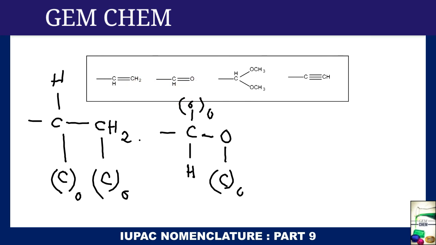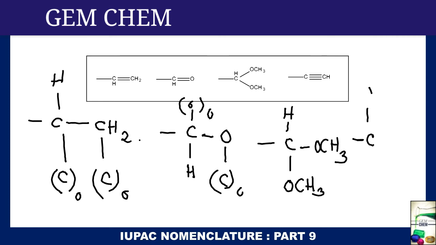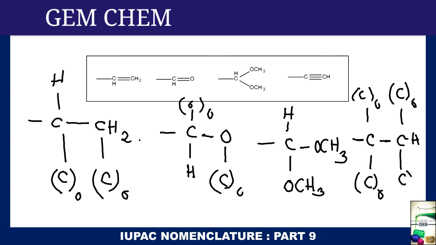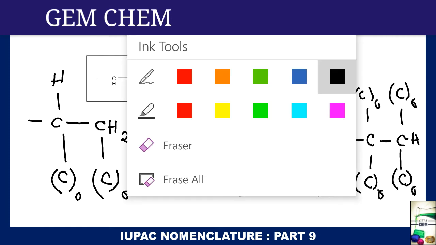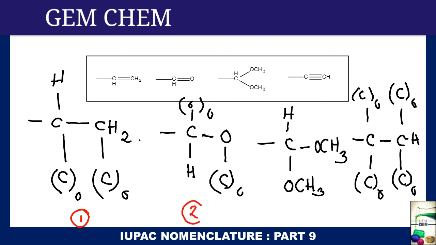Now if we go for the next one, this is normal OCH3 and OCH3, and the last one we are going to write like this: phantom carbon atom. This is also a phantom carbon atom, and here a hydrogen is attached, here also 2 phantom carbon atoms to satisfy the valency. Now similarly we will apply the sequence rule. This is 1, this is 2, this is 3, and this is 4.